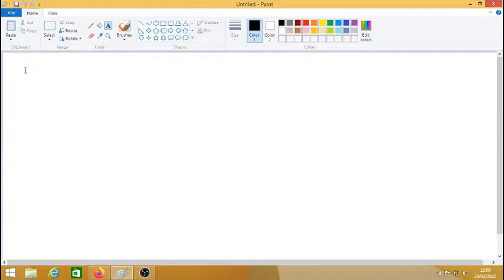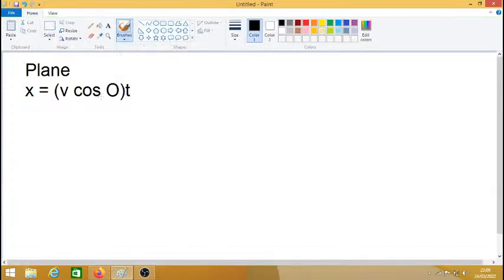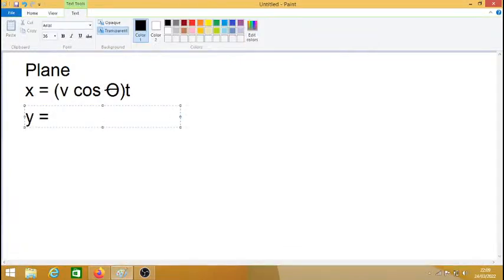So this one is talking about a plane, and we have the two parametric equations describing the plane's motion after takeoff. The x equation is v, initial velocity, times cos theta times t, which is the number of seconds after takeoff, and then y is given by the equation y is equal to v sine theta times t.